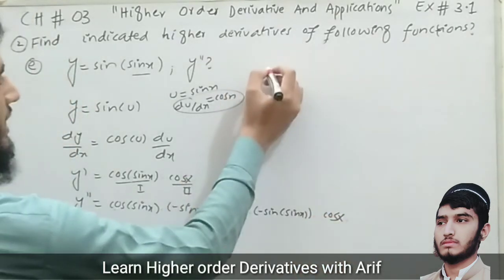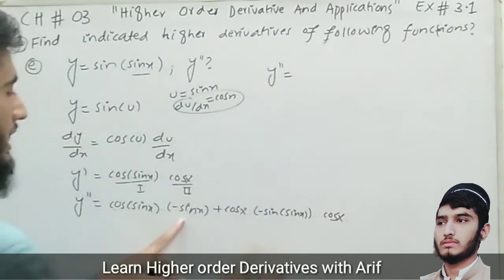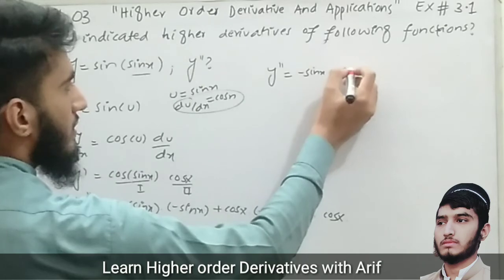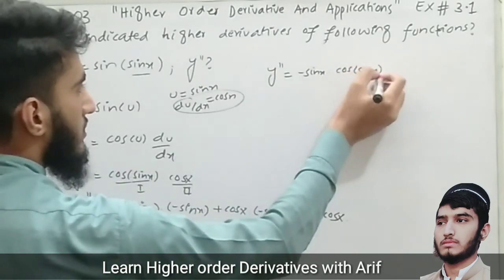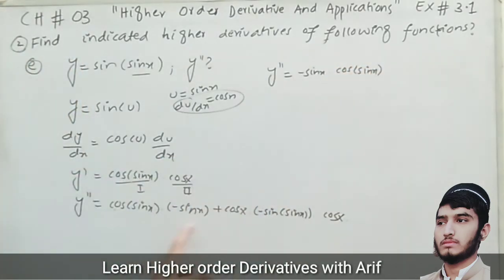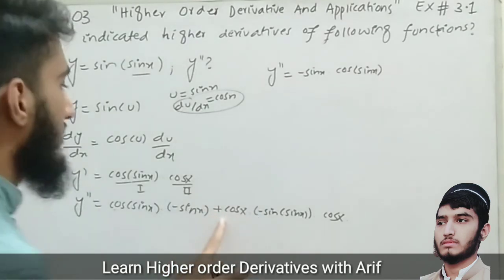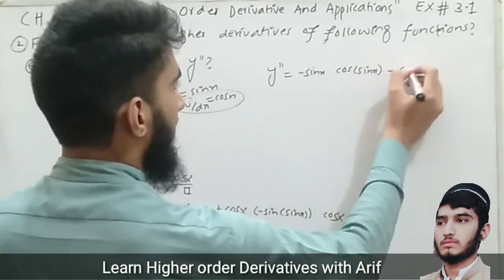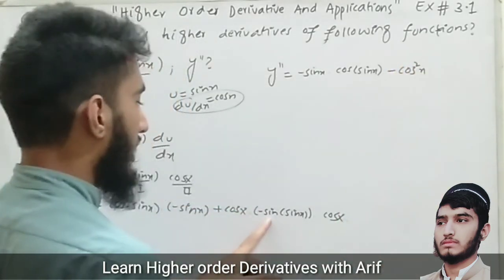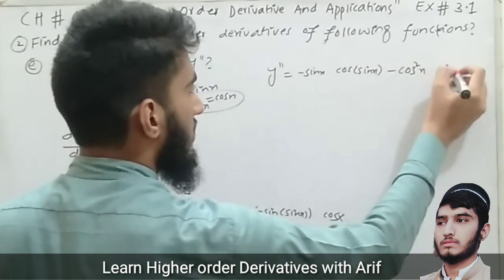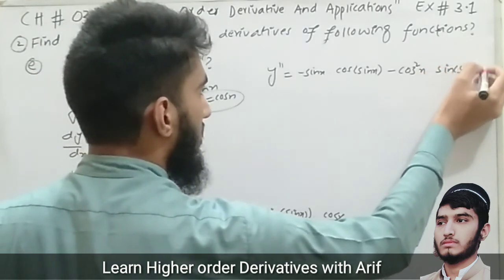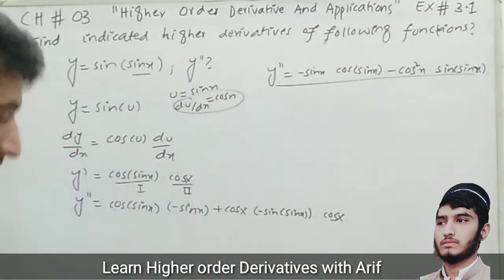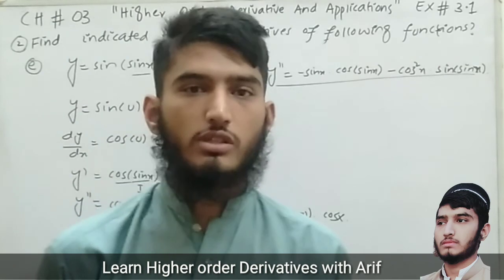So by simplification, y double dash will be equal to negative sin x multiplied by cos of sin x, minus sin x cos of sin x, and here it is minus and plus, so it will give us minus. So minus cos x times cos x gives us cos square x, and after this we have sin of sin x. So this is actually the required second time derivative for the last part E of question number 2. With this question I finish my lecture.